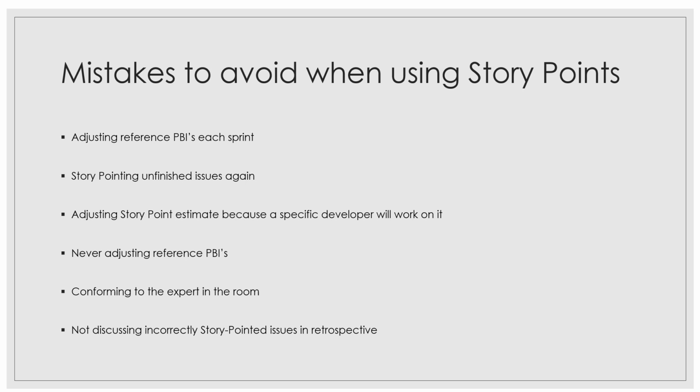So when you keep on adjusting the reference PBIs, then the velocity of different sprints is no longer comparable. You lose out on the historical information you can no longer use to plan ahead. Now, story pointing unfinished issues. So when you are moving an unfinished product backlog item to the next sprint, it's not required to re-estimate that.